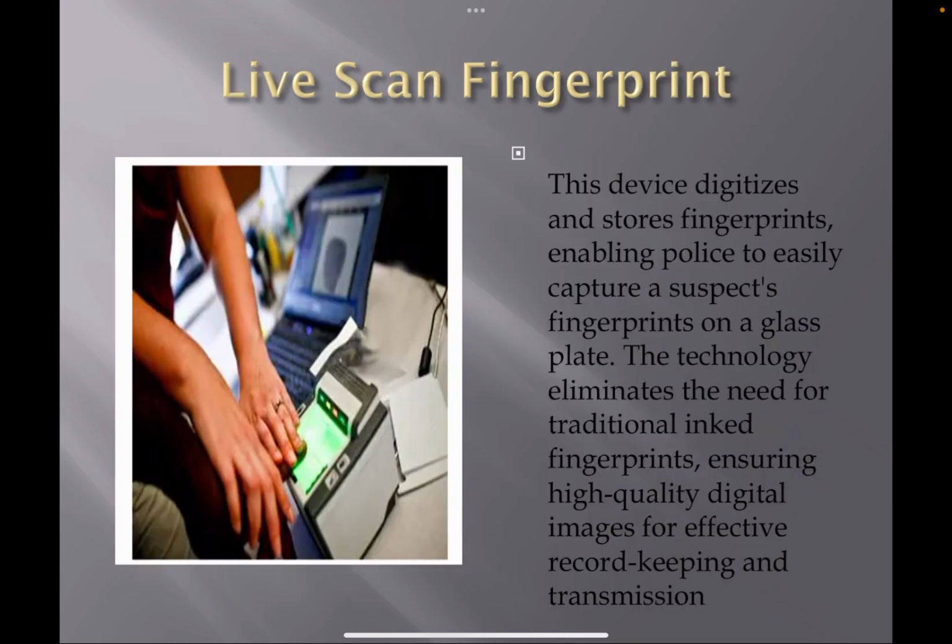Next, live scan fingerprinting. This device digitizes and stores fingerprints, enabling police to easily capture a suspect's fingerprint on a glass plate. The technology eliminates the need for traditional ink fingerprints, ensuring high-quality digital images for effective record keeping and transmission. So, kung makikita nyo po sa picture, yan na yan po iyon. Di ba po sinasabi dyan, glass plate.